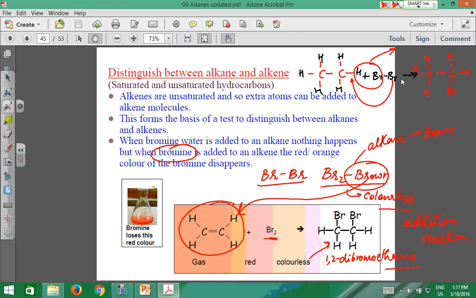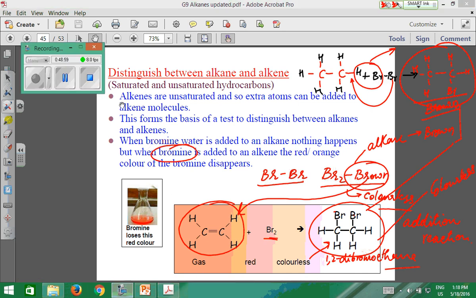See the product difference. Here is 1,2-dibromoethane, here is only one bromoethane. It's called bromoethane. This one stays brown in color, and this one is colorless. So this is the test to distinguish saturated and unsaturated hydrocarbons. Saturated hydrocarbon will not show this test. Unsaturated will show.